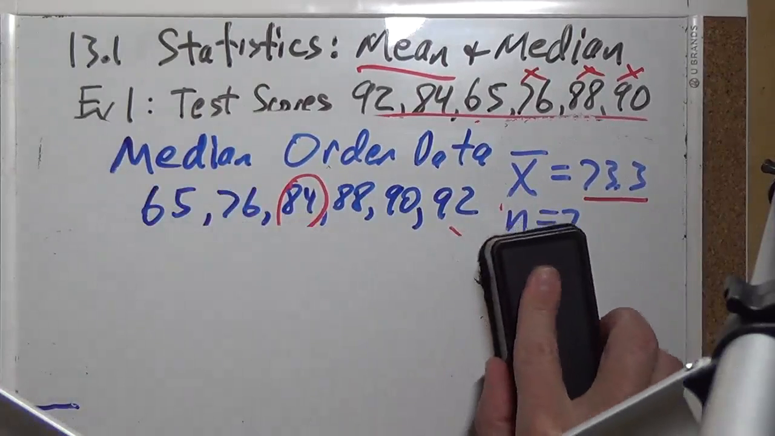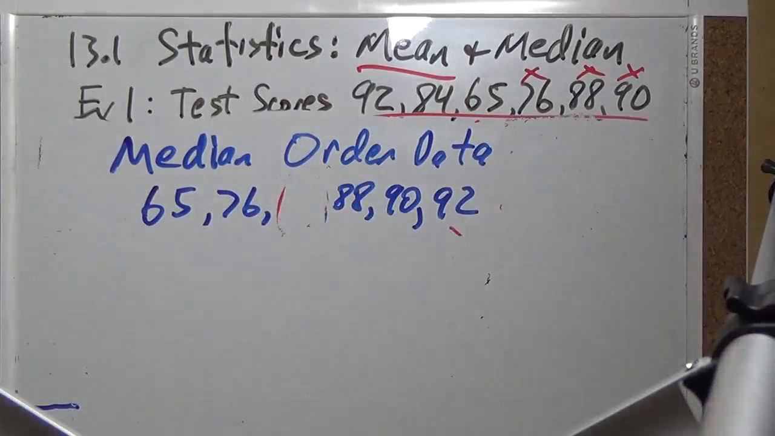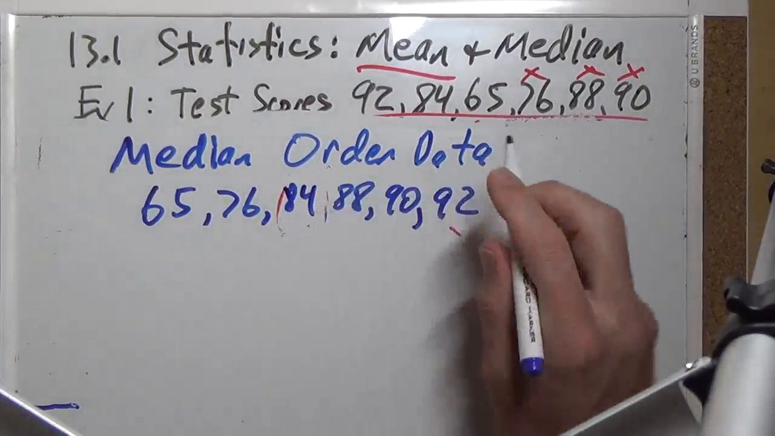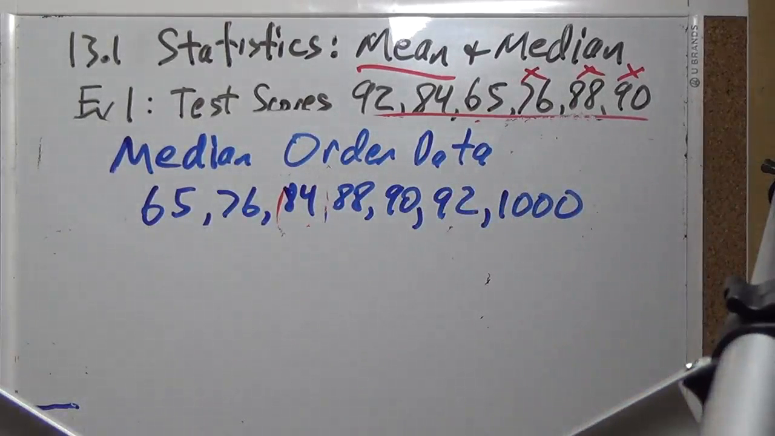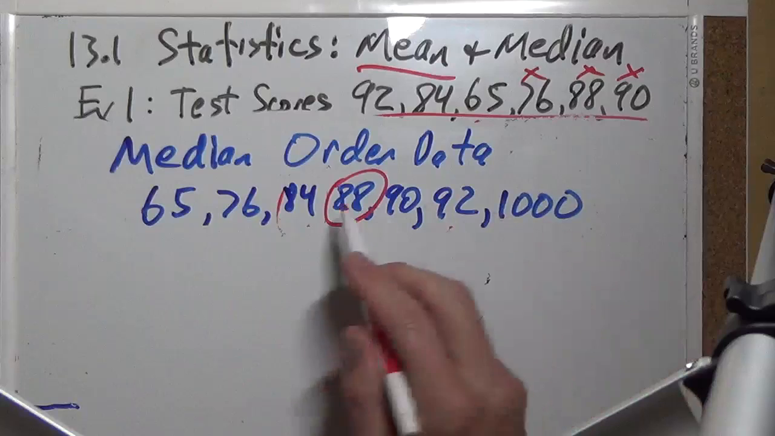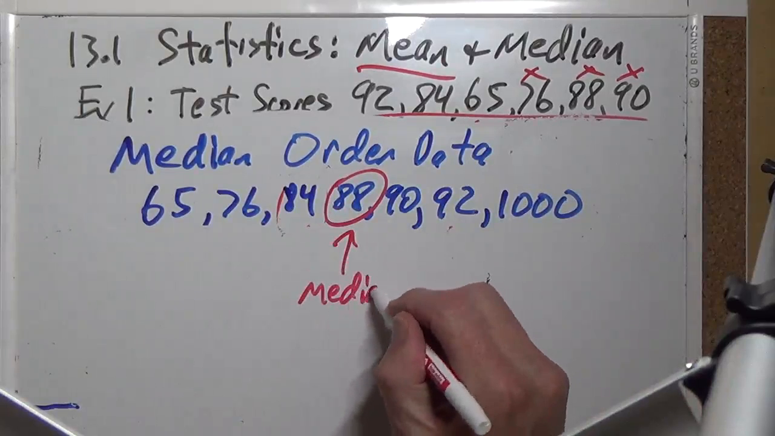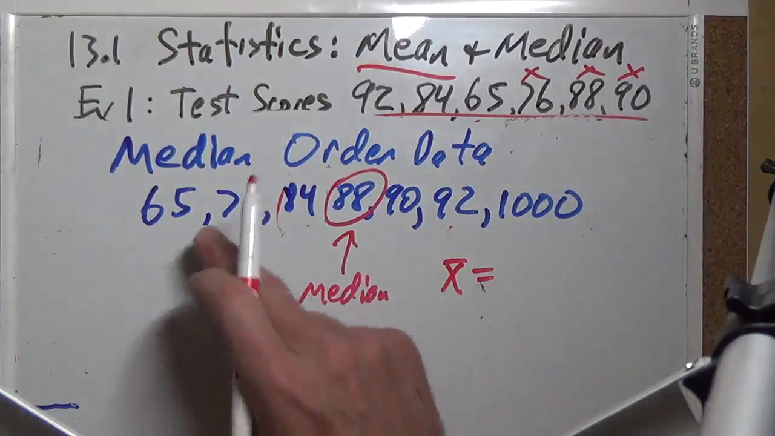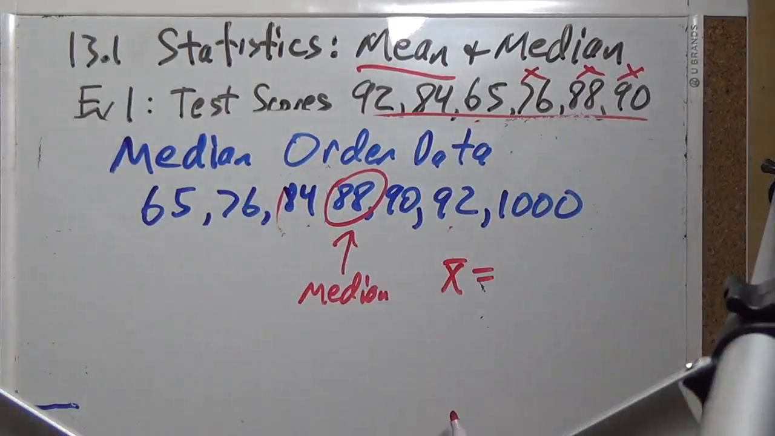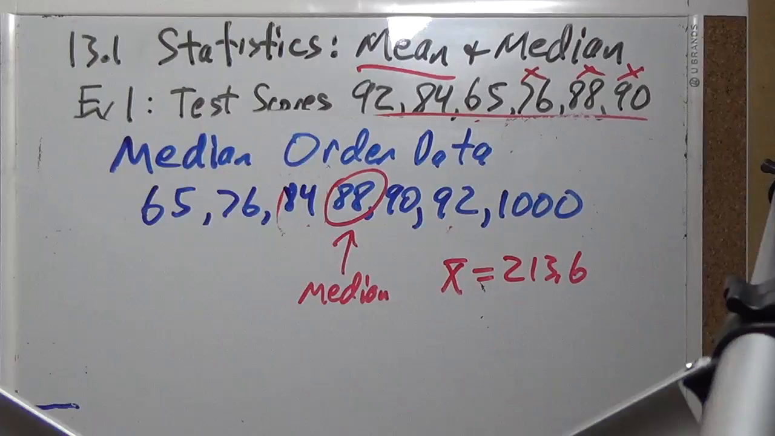So I'm going to show that one more time. Let's see, 84 in the middle. Sometimes you have to be drastic. Suppose a new data point was 1,000. Well, my median doesn't move much. My median is now 88. It only moved from 84 to 88. But look at the X bar. Add all of these up, I'll let you do it. Divide by 7. You get 213.6.